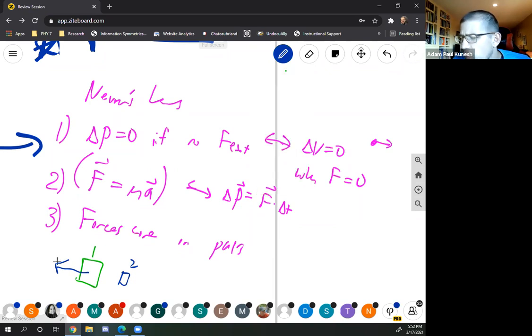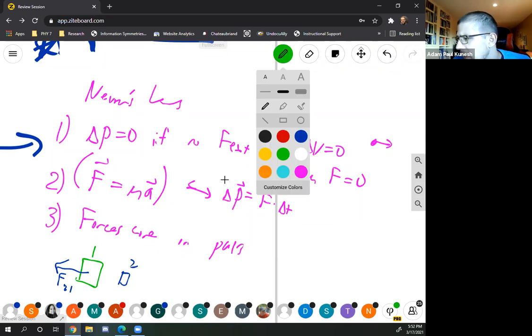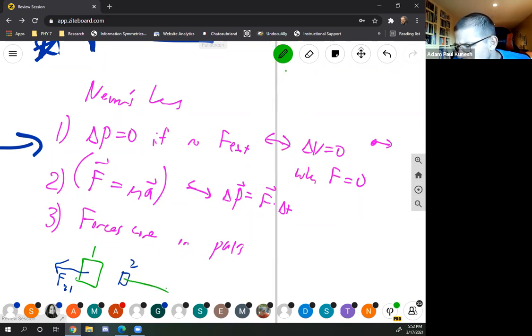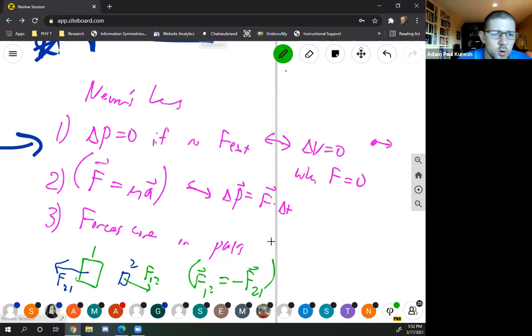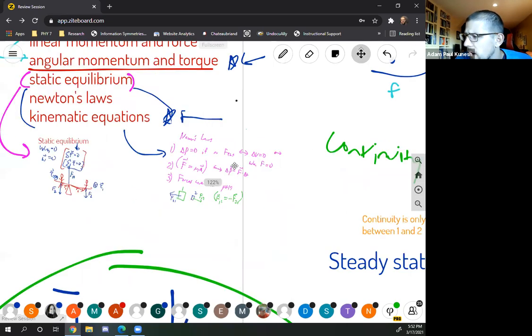The force of 2 on 1 is equal in magnitude to the force of 1 on 2 and opposite in direction. So force 1,2 equals negative force 2,1. That's the way that I codify Newton's third law. Forces come in pairs. There's Newton's laws.